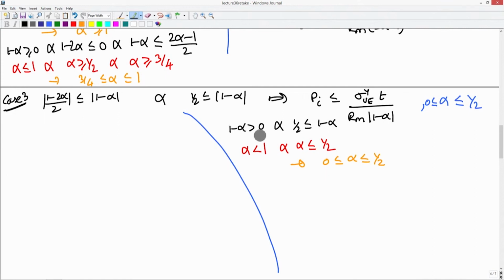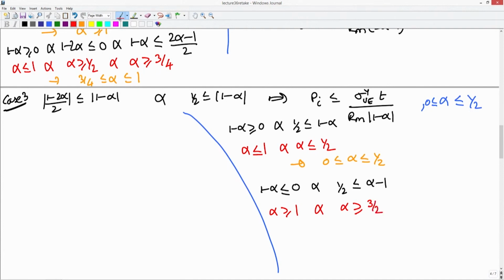The second restriction here is if 1 minus alpha is less than or equal to 0, then I should have 1 half must be less than or equal to alpha minus 1, in which case what I will get is alpha greater than or equal to 1 and alpha must be greater than or equal to 3 by 2.